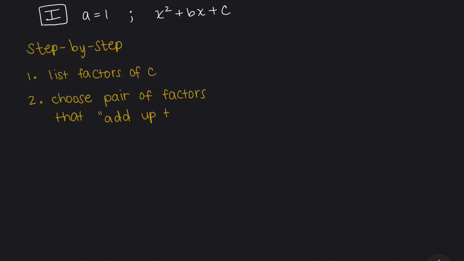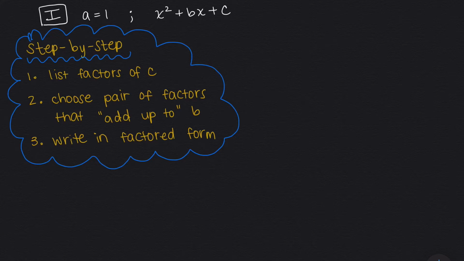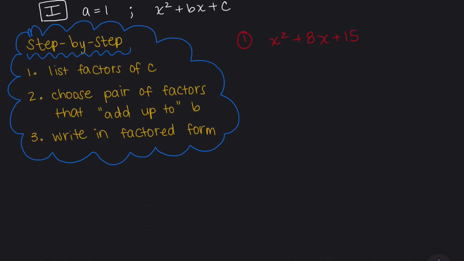In this video, we'll only learn how to factor quadratics of a specific type, when a is 1, meaning our quadratic has this format: x squared plus bx plus c. And here's a step-by-step on how to do this. First, we'll list the factors of c. Then from this list, we'll choose the pair of factors that add up to b. And finally, we'll write it in factored form. Let's see what all that mumbo-jumbo means.